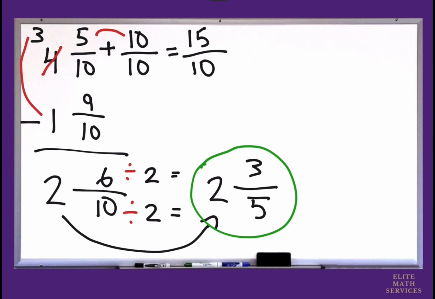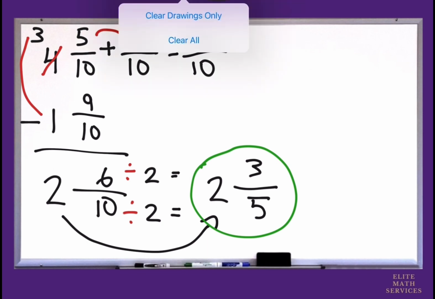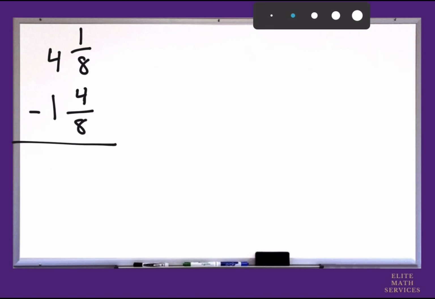Now we're going to start with a different example to reinforce everything that we just learned. So we're going to start off with 4 and 1 over 8 minus 1 and 4 over 8. Now remember, first we subtract our numerators. However, we cannot subtract 4 from 1, so we must borrow.